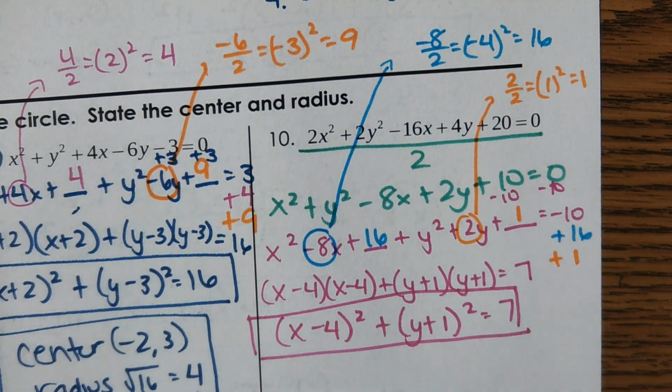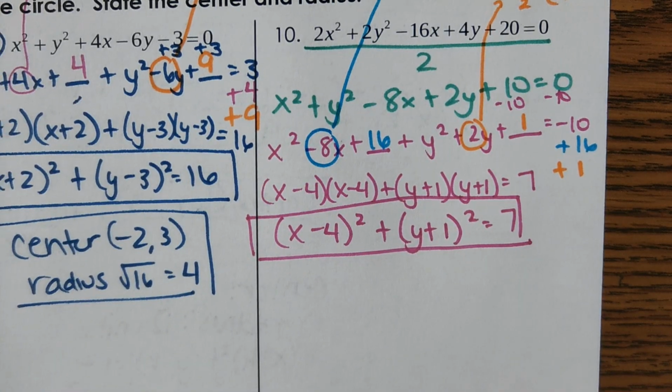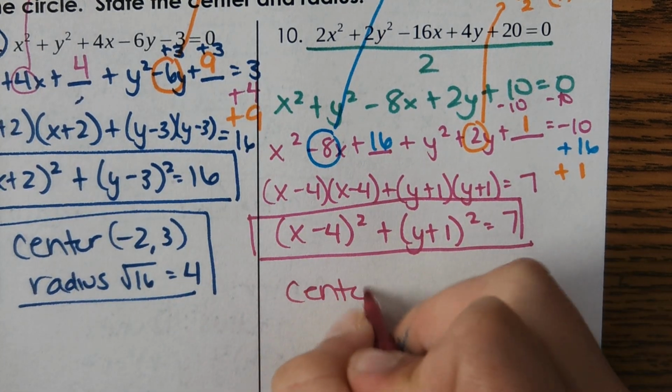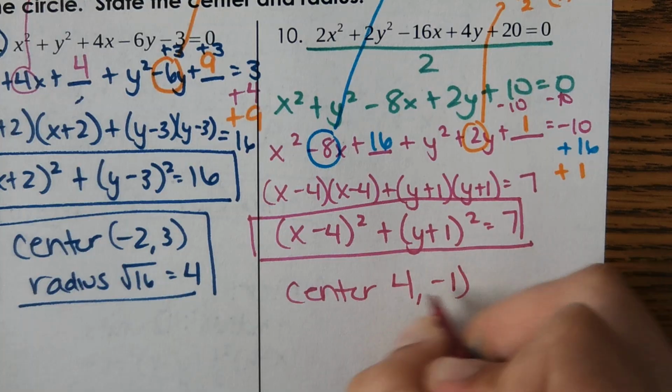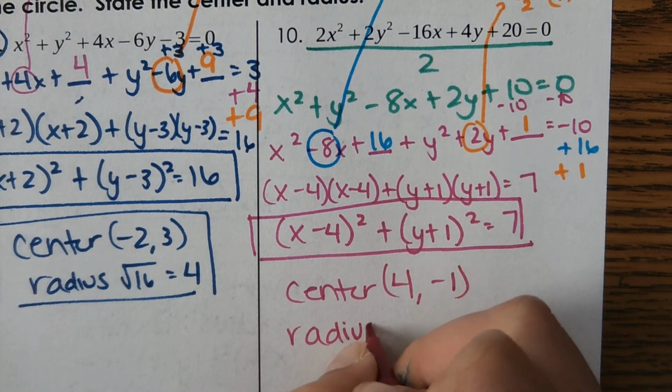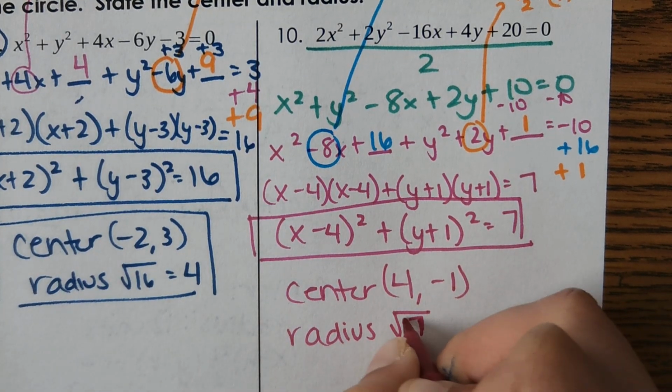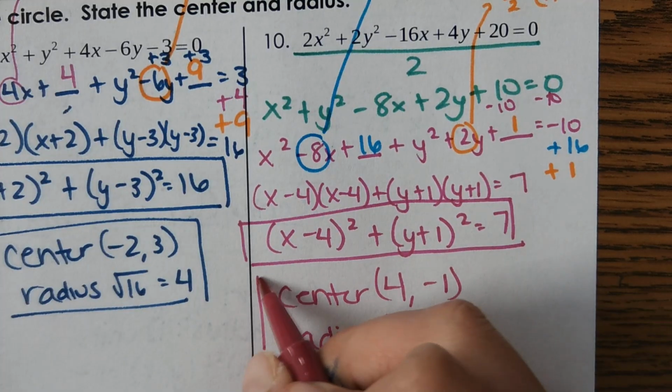So there is standard form. Center would be +4 and -1. And our radius is just square root of 7. That won't come out evenly, obviously, so we'll just leave it in that format.